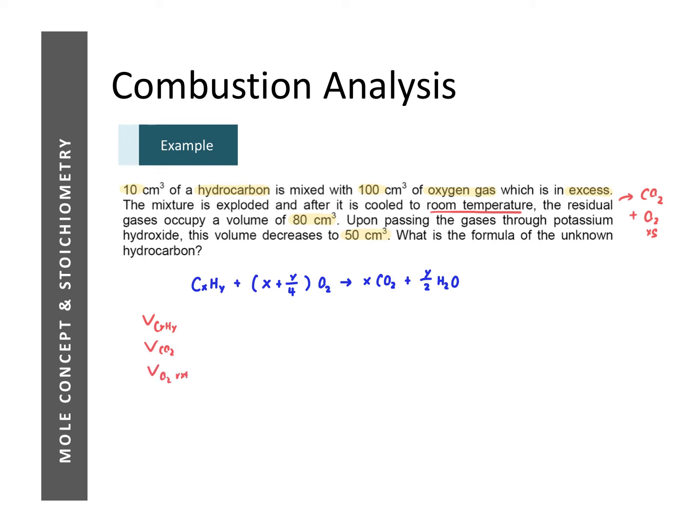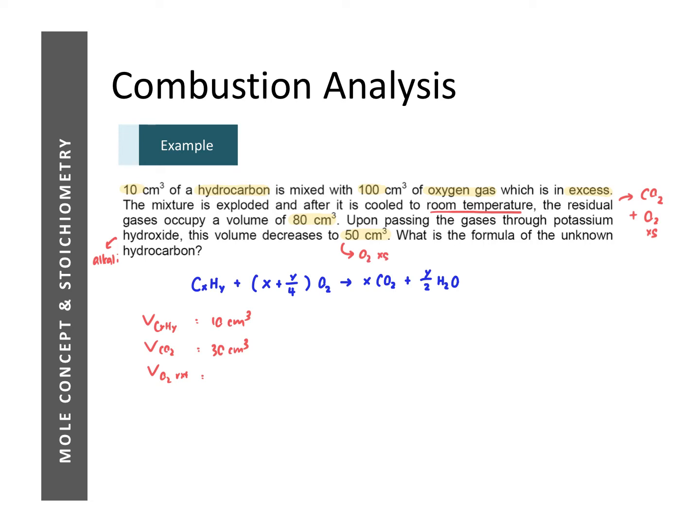The volume of the hydrocarbon is given in the question. The volume of CO2 is equal to the reduction in volume after passing the residual gases through potassium hydroxide. Why is that so? Because potassium hydroxide is an alkali. It will react with acidic gases in the form of carbon dioxide. So in this case, the volume of CO2 would be 30 cm³. And for the volume of oxygen reacted, remember the remaining gases after passing through potassium hydroxide would be your excess O2.